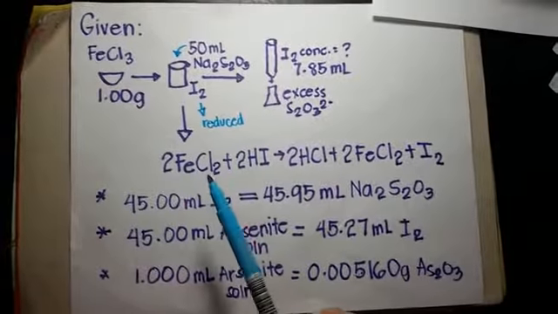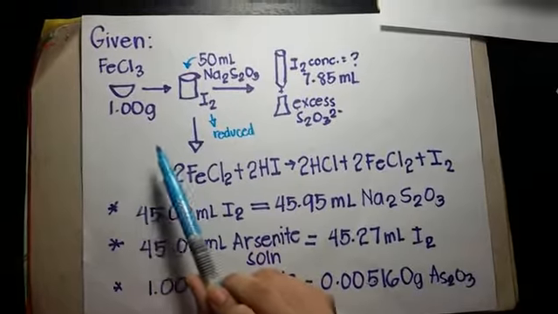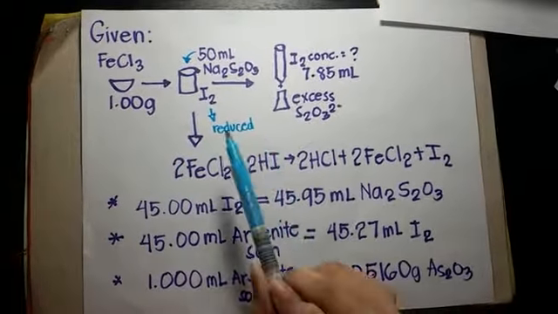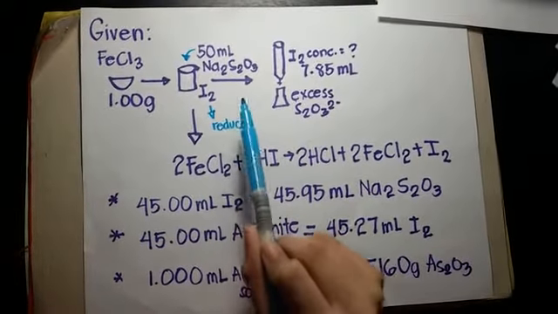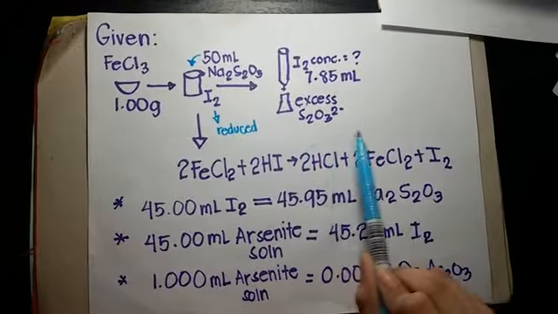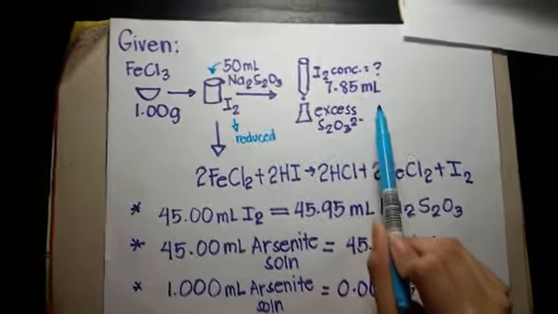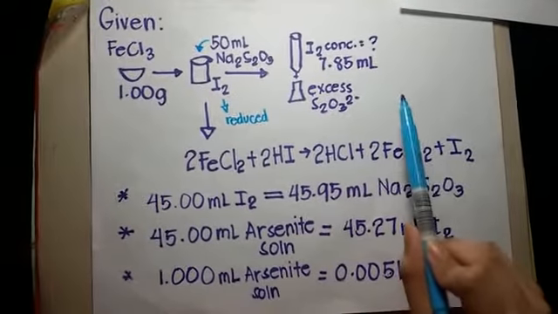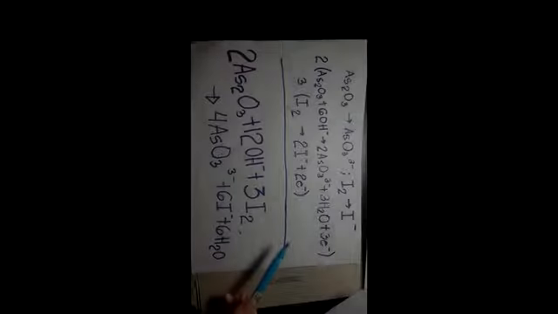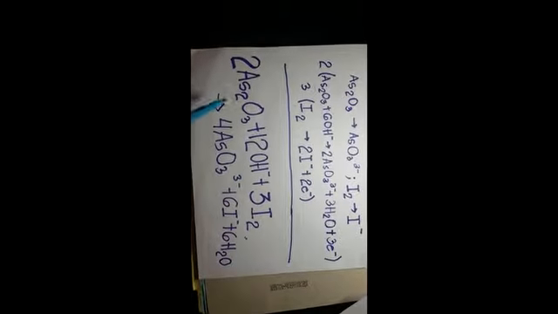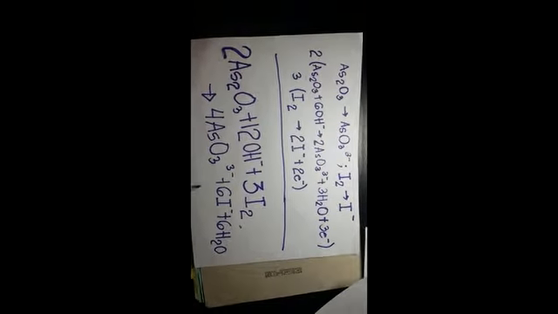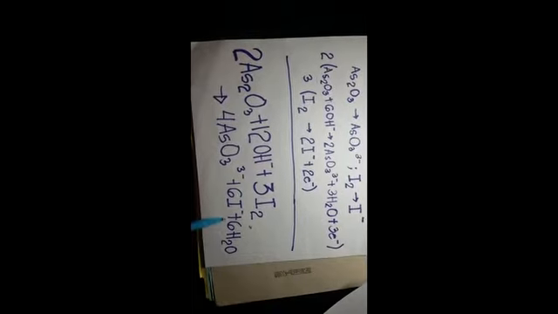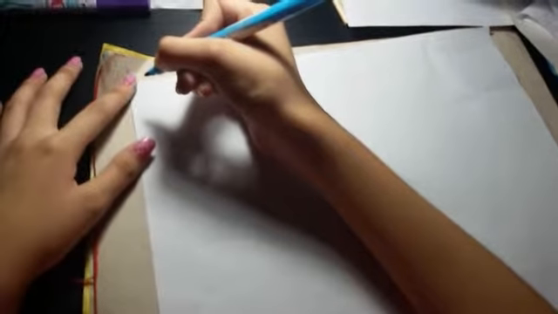It's given there that the weight of ferric chloride is 1.00 gram, and the I2 is liberated in this reaction, and it is reduced by the addition of 50 ml Na2S2O3. The excess S2O3 is titrated with 7.85 ml I2 of unknown concentration. By balancing the redox reaction, we can get this: 2As2O3 plus 12OH minus plus 3I2 yields 4AsO3 3 minus plus 6I minus plus 6H2O. First, we will get the molarity of the arsenite solution.